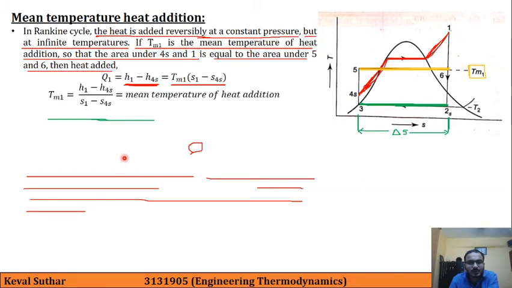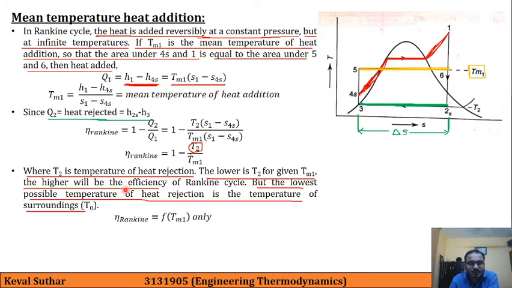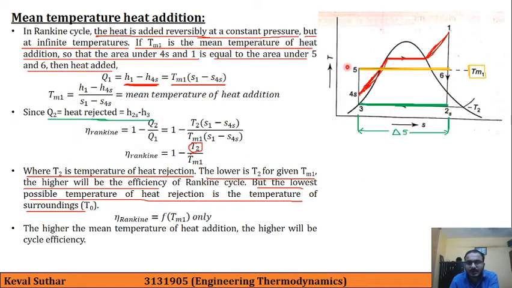Then we studied about mean temperature of heat addition. This is the important criteria for analysis of Rankine cycle. Basically, the mean temperature of heat addition is calculated by this formula.